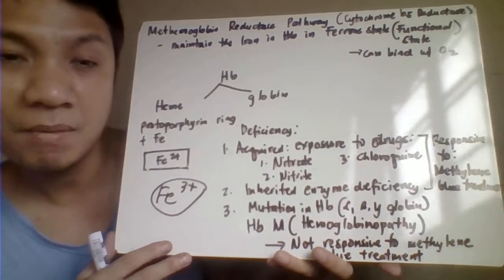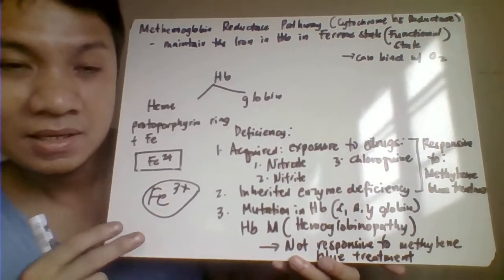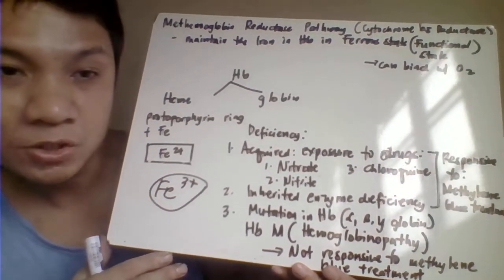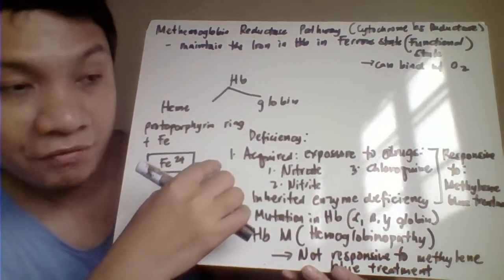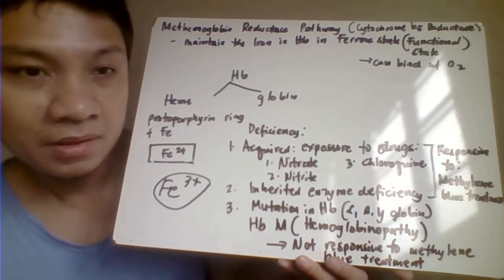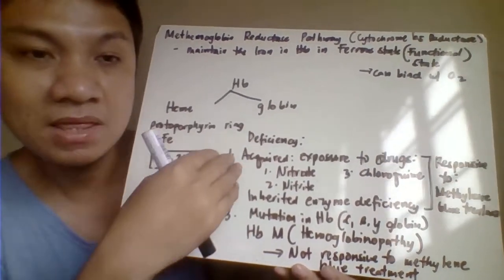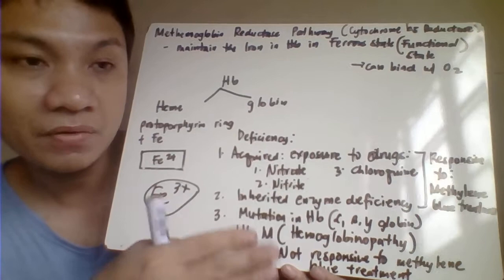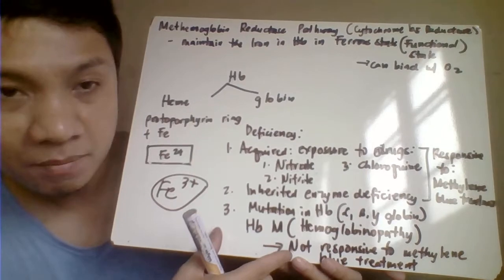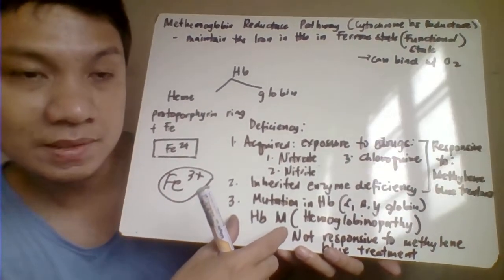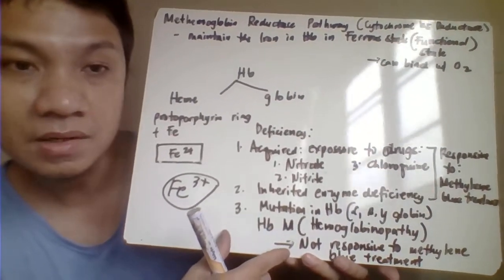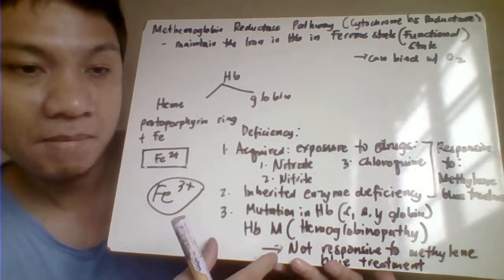Ano mangyayari pag hindi sila makapag-transport ng oxygen? Hindi masusuplayan ng oxygen ang mga tissues natin, and therefore you have your tissue hypoxia. However, number 1 and number 2 na condition are reversible. You can reverse this from the methemoglobin, from the ferric to ferrous, pwede mo siya ma-reverse para maging functional siya by administration of methylene blue. Pero yung hemoglobin M natin na hemoglobinopathy, which is a type of mutation in your hemoglobin, this is irreversible. This one will not be responsive to treatment with methylene blue.